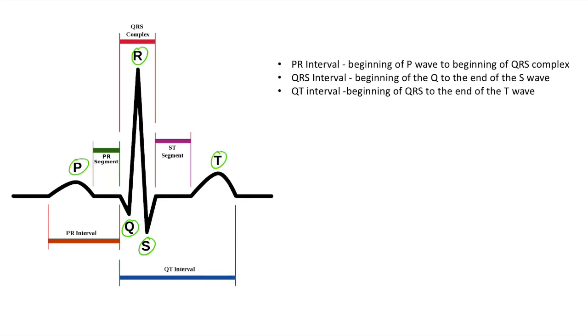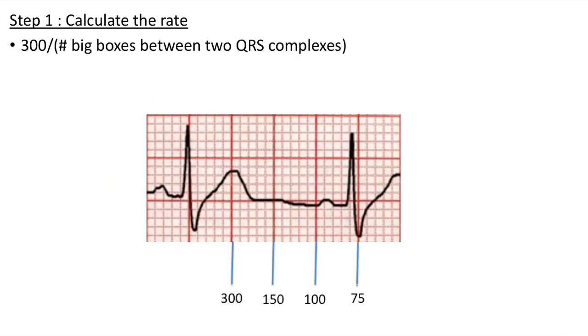The important parts to remember are the PR interval, which is from the beginning of the P wave to the beginning of the QRS complex; the QRS interval, which is from the beginning of the Q to the end of the S wave; and the QT interval, which is from the beginning of QRS to the end of the T wave. Now let us see about the interpretation of an ECG.